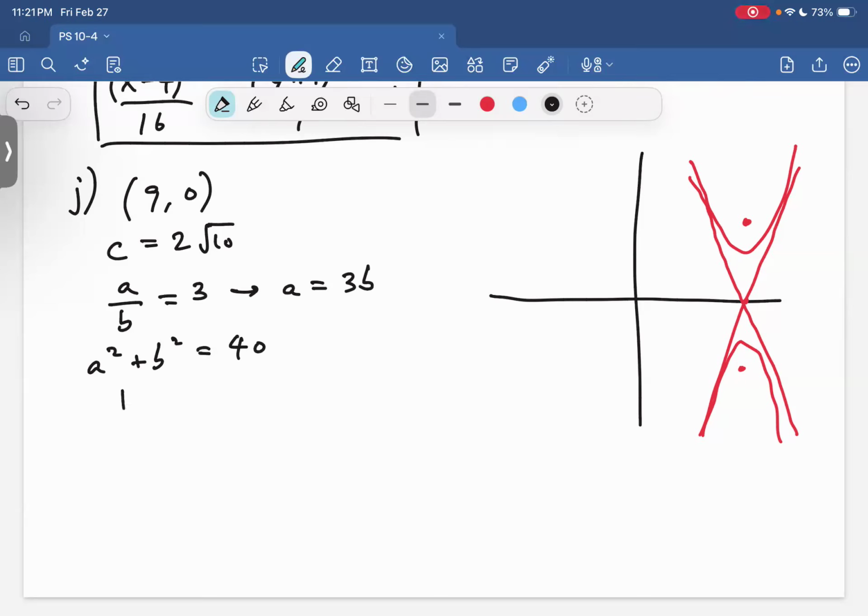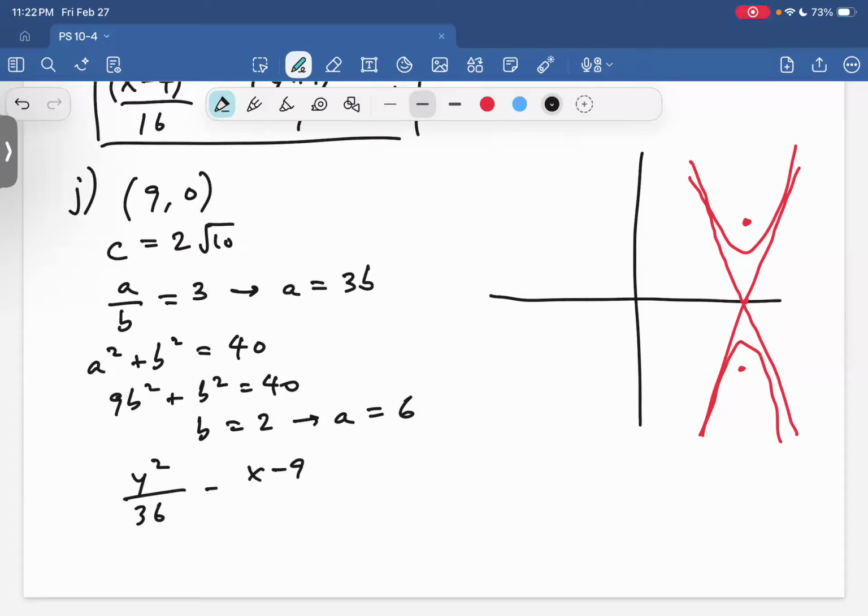Now I also know that A squared plus B squared equals C squared, which is 40. And so that means that A squared, which is 9B squared, plus B squared equals 40. You solve that, you should get B squared equals 4. So B equals 2 and A equals 6. Now this is vertical, so Y comes first. And I'll have Y minus 0 squared over A squared minus X minus 9 squared over B squared.